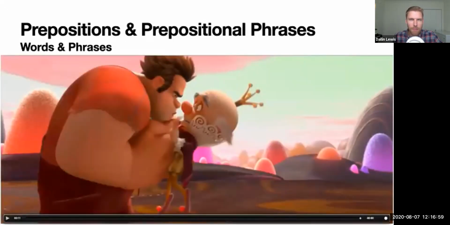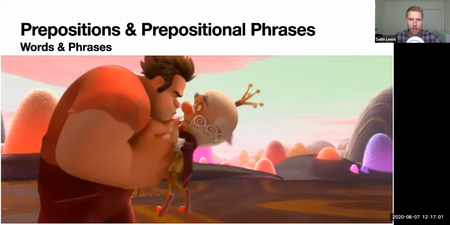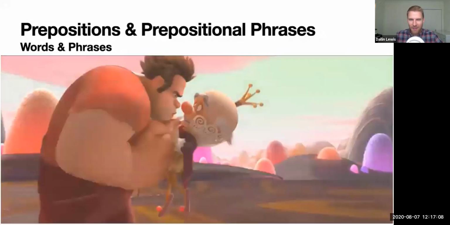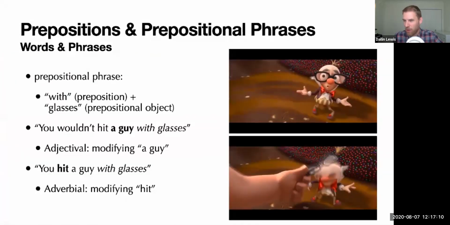Okay, you might not have been able to hear that because of the sound. So let me just kind of talk you through it anyways. But here's how we break it down. King Candy is going to use the prepositional phrase with glasses in two different ways. He says first, you wouldn't hit a guy with glasses, and he is modifying the words a guy, and he's indicating what sort of guy, that is one who wears glasses. That makes the first usage an adjectival.